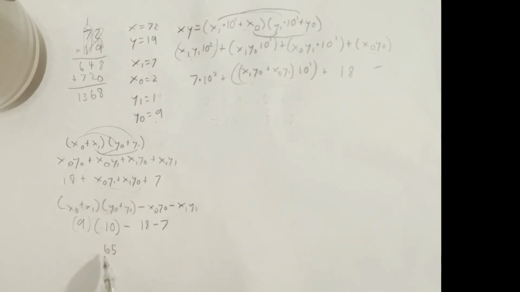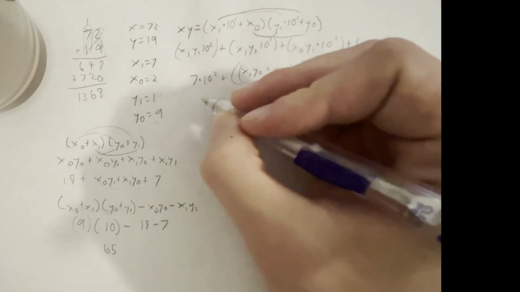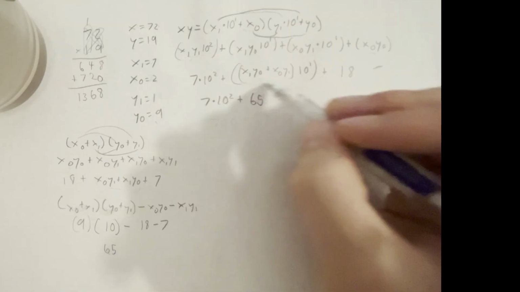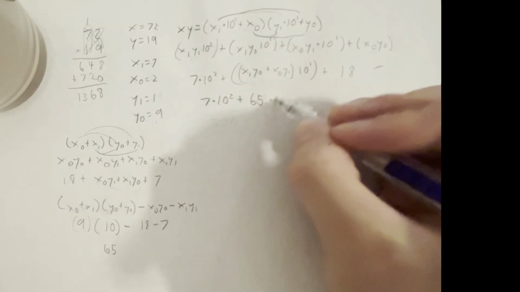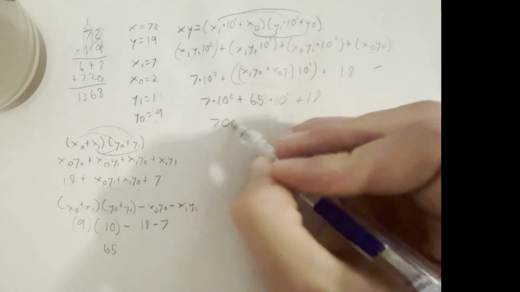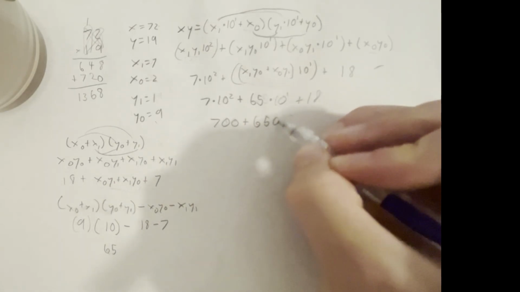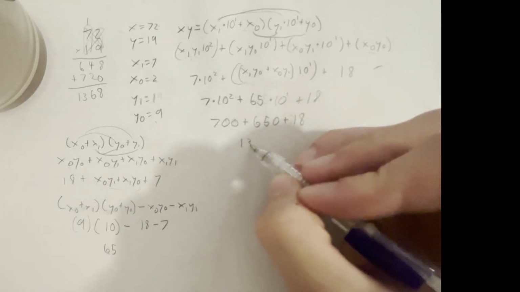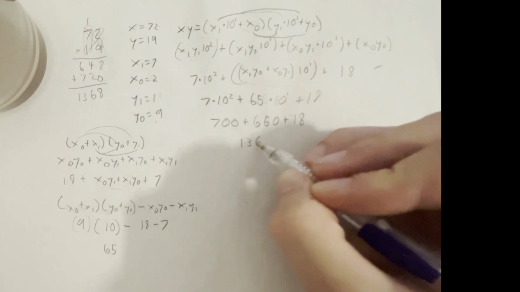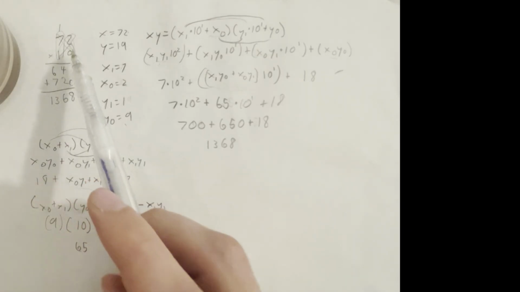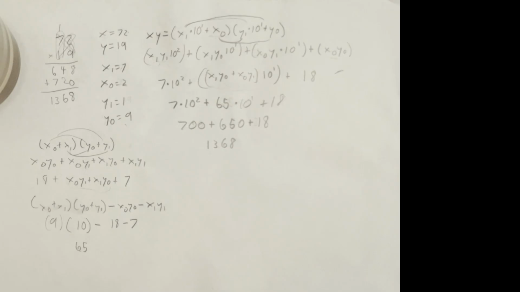Now let's substitute 65 back into this. It'll be 7 times 10 squared plus 65, which is all this, times 10 to the first plus 18. Solving, that's 700 plus 650 plus 18. And if we add that all up, that equals 1,368. Now we've just done Karatsuba's algorithm to solve a 2-digit times a 2-digit number in only 3 multiplications.